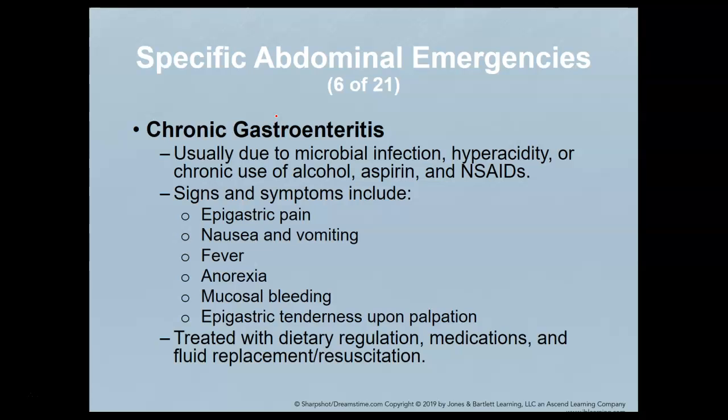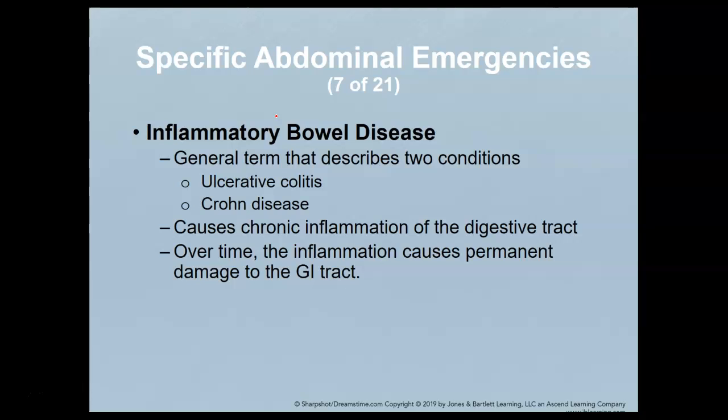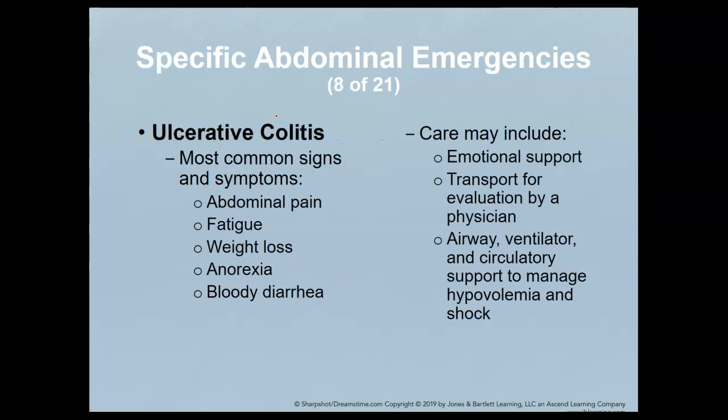IBD, or inflammatory bowel disease, describes two different types of conditions, ulcerative colitis and Crohn's disease. But it's chronic inflammation of the digestive tract, and over time, that inflammation causes permanent damage to the GI tract. So your most common signs and symptoms for ulcerative colitis are abdominal pain, fatigue, weight loss, anorexia, and bloody diarrhea. Okay?